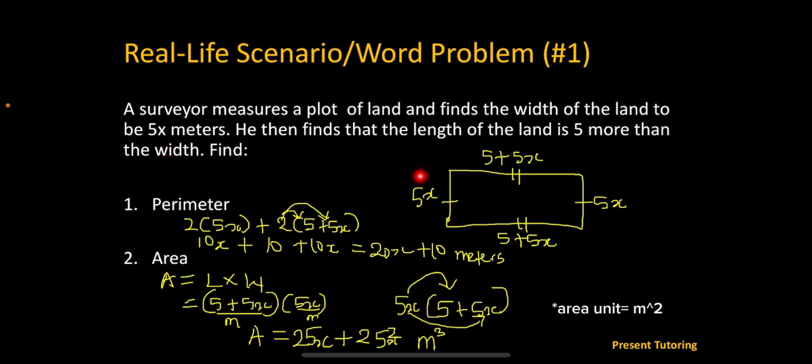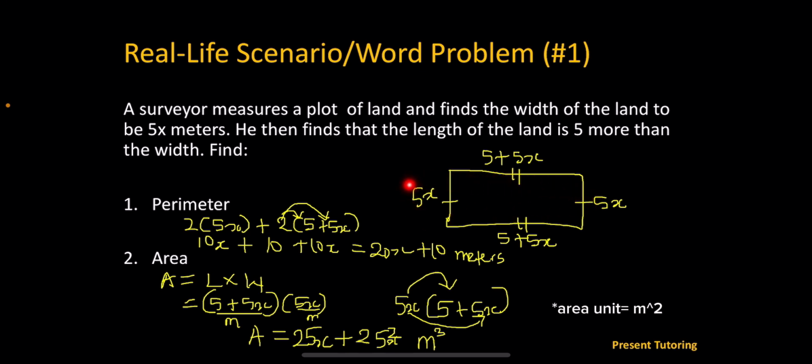I can represent that plot of land as a rectangle here, where my width is 5x, and again, my length is 5 more than the width, so it would be 5 plus 5x meters. They asked us to find out the perimeter. So how would we do that? The perimeter is the sum of all the sides of the shape.